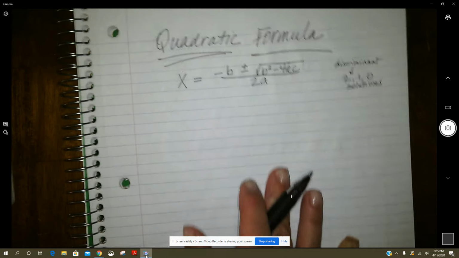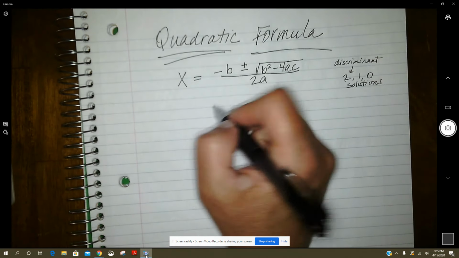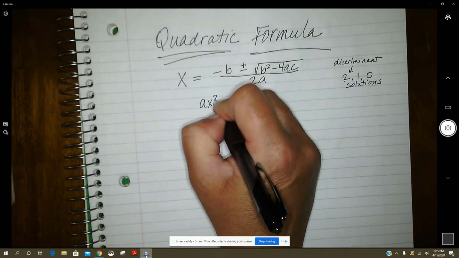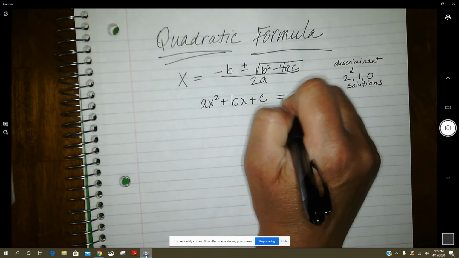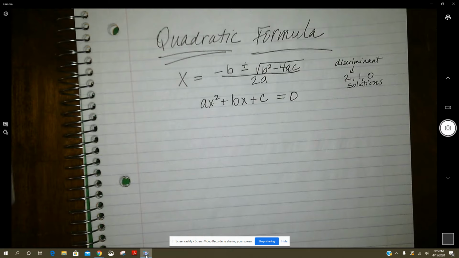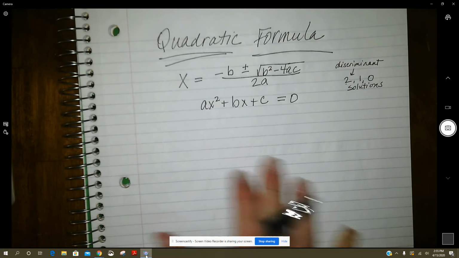The other thing that I want you to remember is that the quadratic formula only works when you have ax squared plus bx plus c equal to 0. So if you don't have it equal to 0, you better go get it.